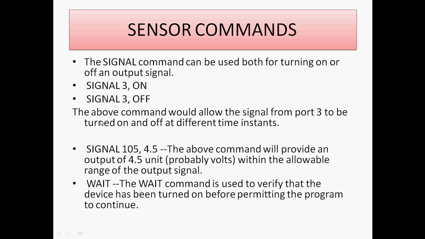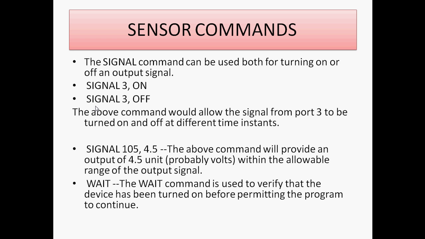So now, turning from the output signal. That is about signal 3 on and signal 3 off. So port number 3 should be utilized to turn on and off at different instances. So we are using signal 3 on and signal 3 off. So we can use it for the condition, that is about on and off output signals.